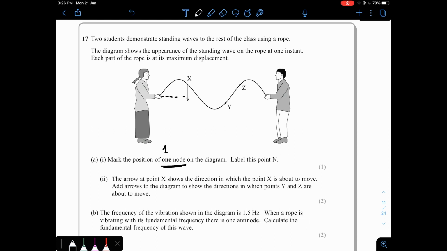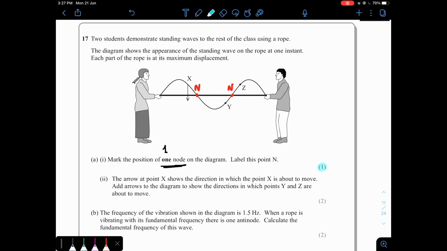So basically the nodes are at these points here where it touches the graph. I'm trying to make a straight line from the girl's hand to the guy's hand. So just one student's hand to the next. Okay, over here. Now the node is at this point and this point. So whichever point, if you label this N or this N, you'll get the 1 mark.